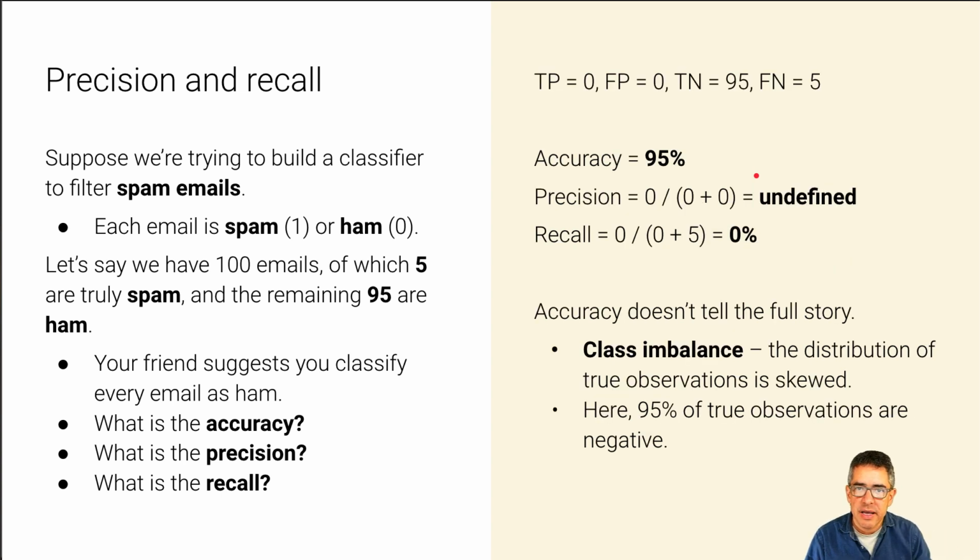And now let's take a look at these quantities. In our case, the true positive rate is going to be 0, because by definition we are calling everything ham, so we'll never have a positive. The false positive rate, because we're never calling a positive, is also 0. And the true negative rate is 95, whereas the false negative rate are those 5 actual spam emails that we missed. So these are the 4 quantities in our confusion matrix for our very simplistic classifier.